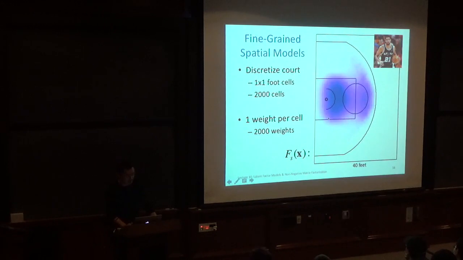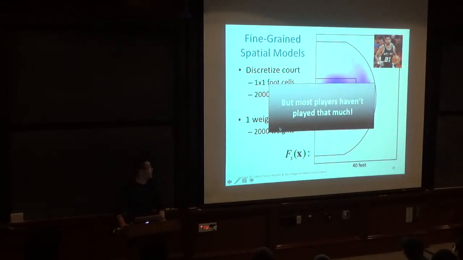Darker means more likely to shoot, and this is a discretization of the cell. The challenge that we faced in this problem is that while Tim Duncan has a lot of playing time because he's a superstar, most players in the NBA don't play that much. And so we have, in some sense, a missing value problem or a low frequency of data problem.